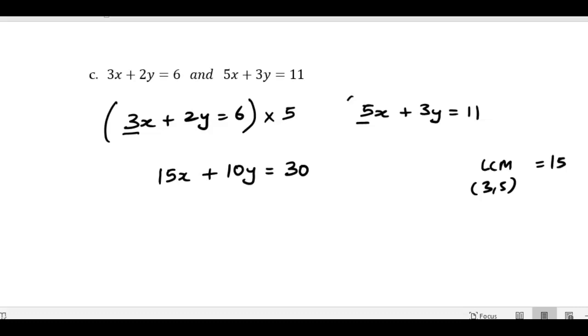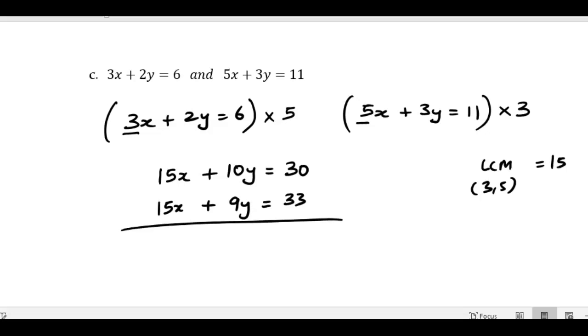For the second equation, I can get the coefficient of x into a 15 by multiplying the whole equation by positive 3. As you notice, we're actually modifying both the equations. So multiplying by 3 leaves us with 15x plus 3 times 3y gives me 9y, and 3 times 11 is equal to 33. Now we've achieved a situation where the coefficient of x in both the equations is equal to 15.